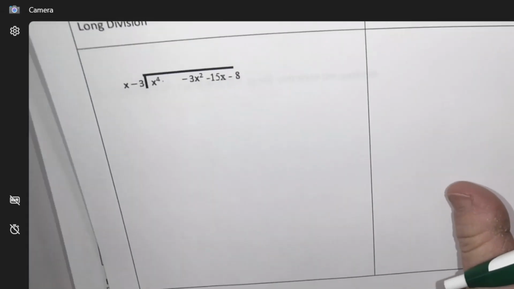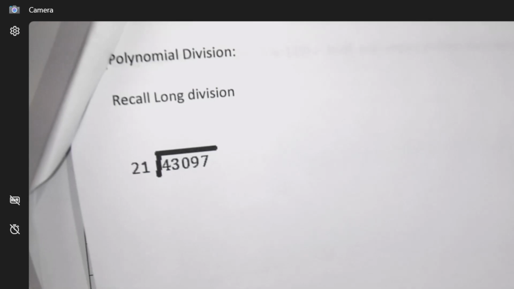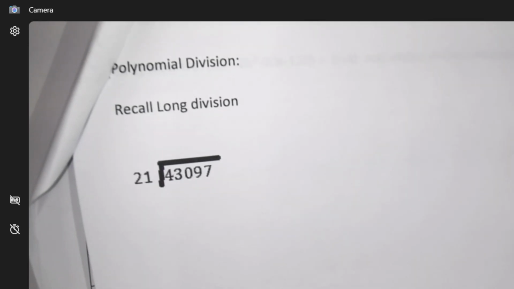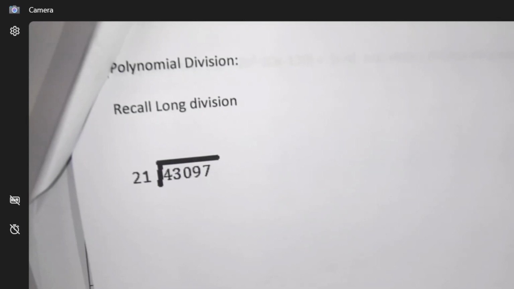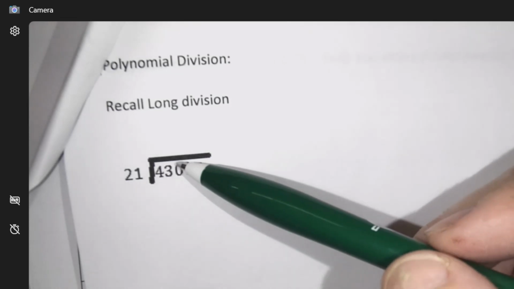Okay, we're going to learn how to divide polynomials today. So look at this question. You remember this kind of stuff from junior high? Did you do long division with numbers? You remember that? And you were like, how many times does this go into this?